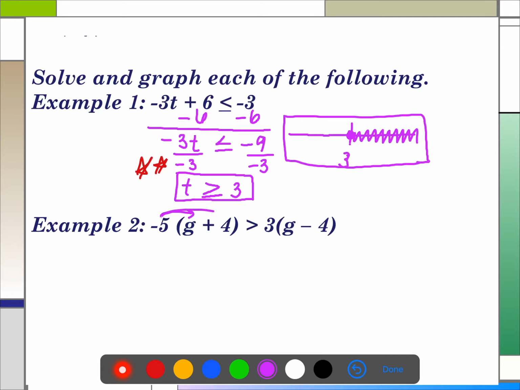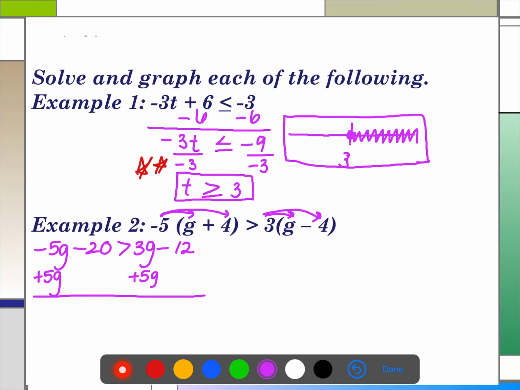All right, let's try another one. So I have distributing. I'm going to do that first, just like when we solve regular equations. Move the smaller variable, which is negative 5g, to the larger variable.